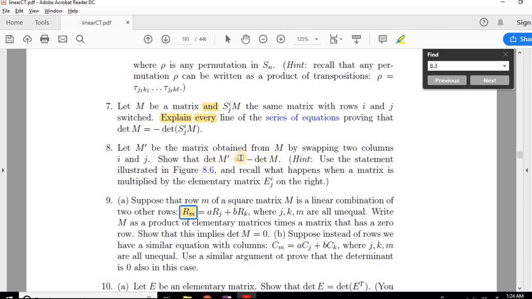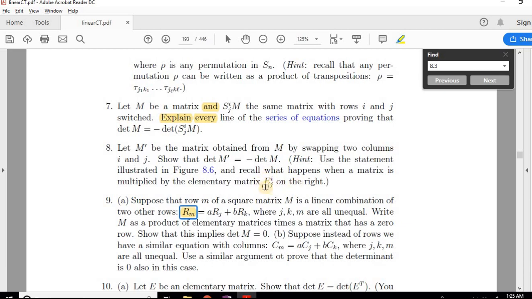All right, now if you've watched the video and read the chapter, this should be a little bit familiar, because in the chapter it talks about swapping two rows. And there's a proof in the chapter that if you swap two rows, you switch the sign of the determinant. Now here I give you a hint how you can prove the same thing for columns. It says use this statement illustrated in figure 8.6 and recall what happens when a matrix is multiplied by the elementary matrix Eij on the right.